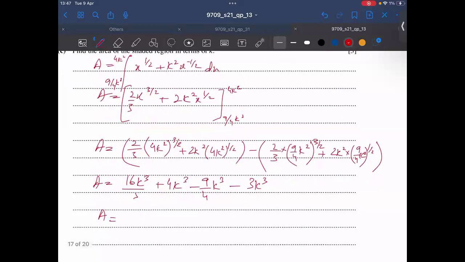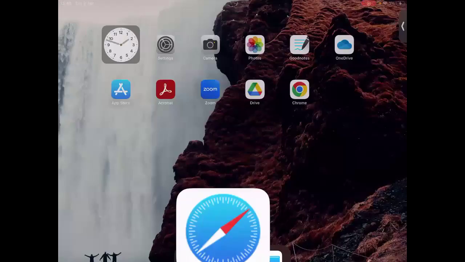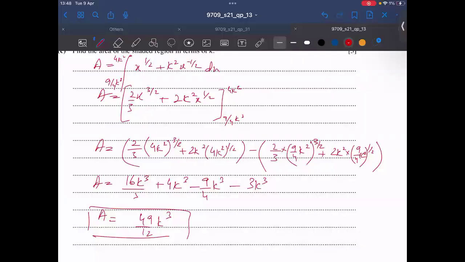So now we can just simplify this. What we are getting now? Iman, aap zara calculation kariye. These are all k's basically. 16 divided by 3 plus 4 minus 3 plus minus 9 over 4. 49 over 12. 49 over 12 k cube. Is that what the answer we are getting? Sir, we will multiply with pi. No, we're not going to be multiplying it because we are not calculating the volume, we're calculating the area.